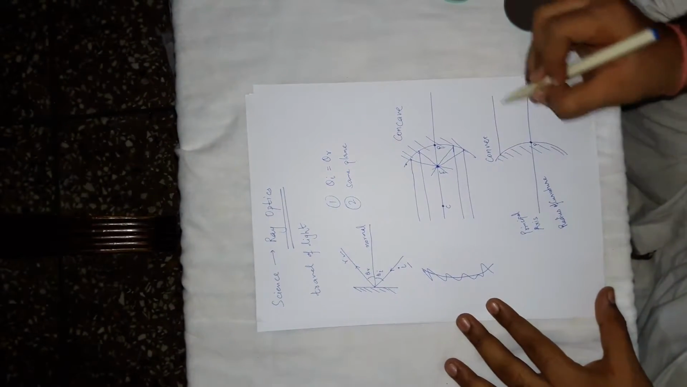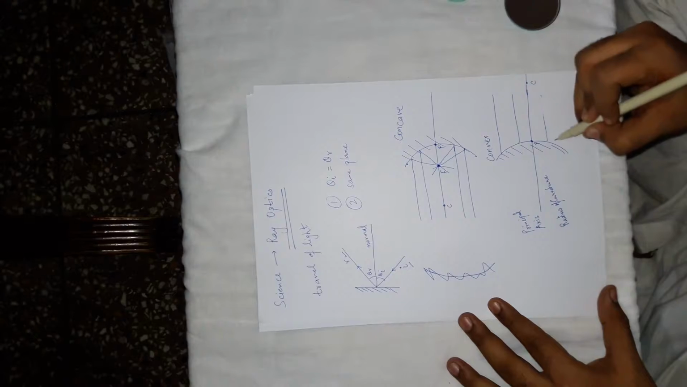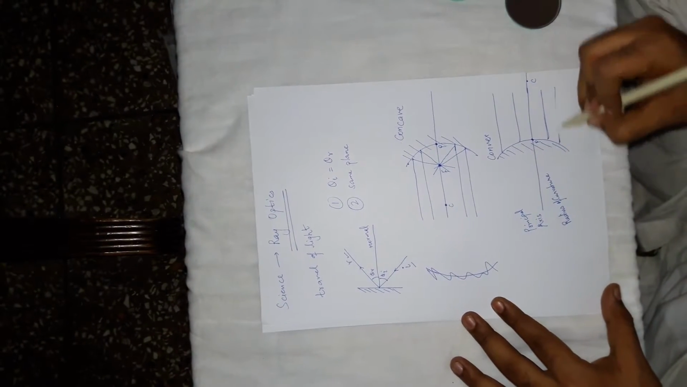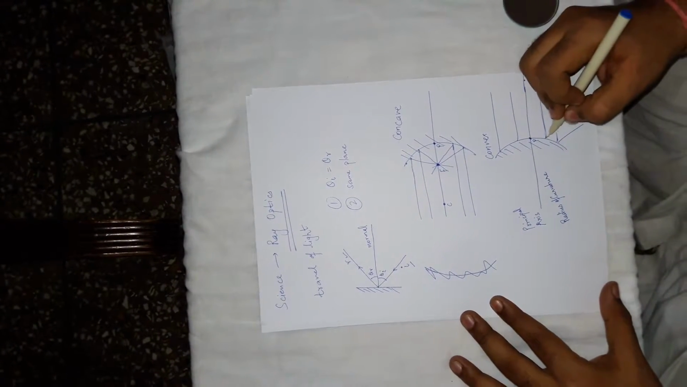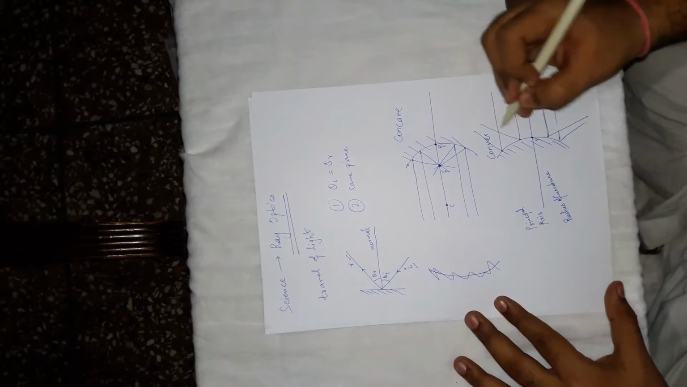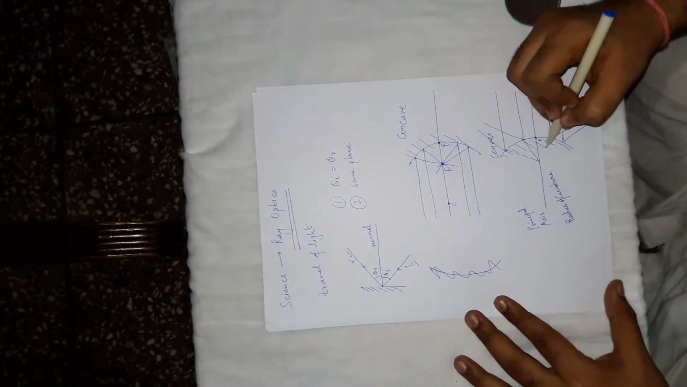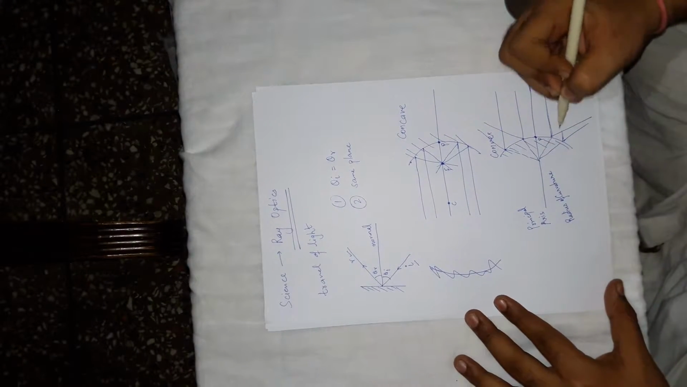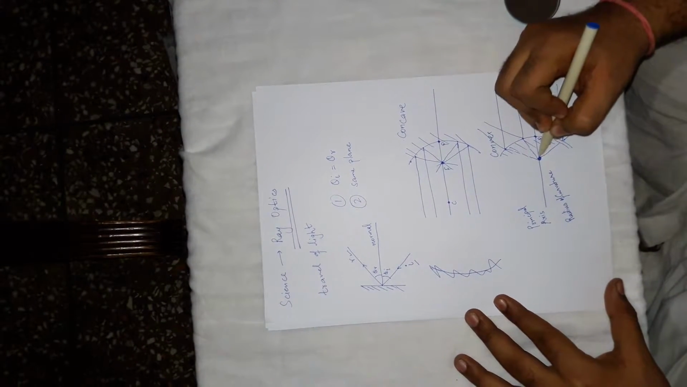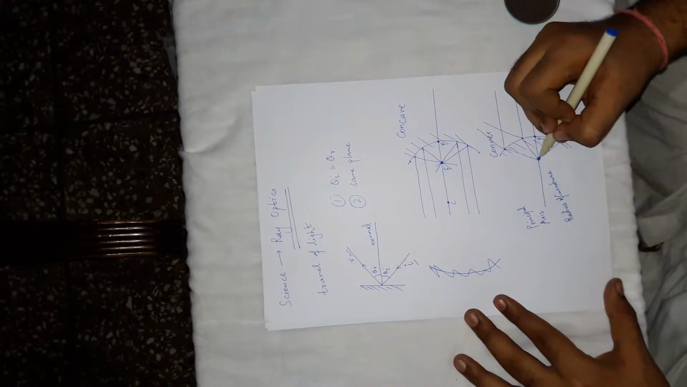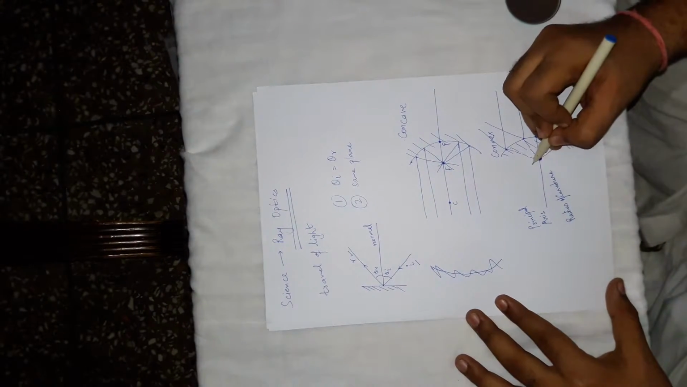When light strikes here, it gets reflected back. And it goes in such a manner that it looks like it is coming from a particular point, that is focus F. Okay. So now let us study some of the image formation in these spherical mirrors.